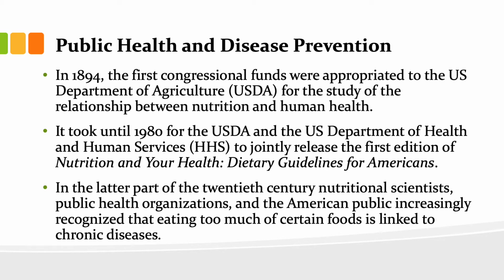In 1894, the first congressional funds were appropriated to the U.S. Department of Agriculture, or the USDA, for the study of the relationship between nutrition and human health. It took until 1980 for the USDA and the U.S. Department of Health and Human Services to jointly release the first edition of Nutrition and Your Health, Dietary Guidelines for Americans. In the latter part of the 20th century, nutritional scientists, public health organizations, and the American public increasingly recognized that eating too much of certain foods is linked to chronic diseases.